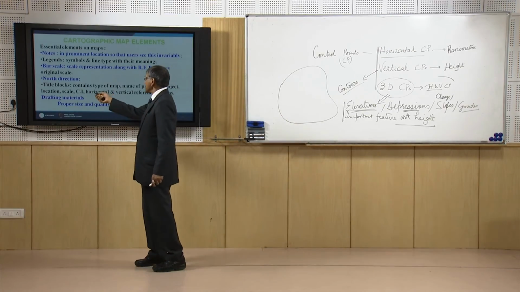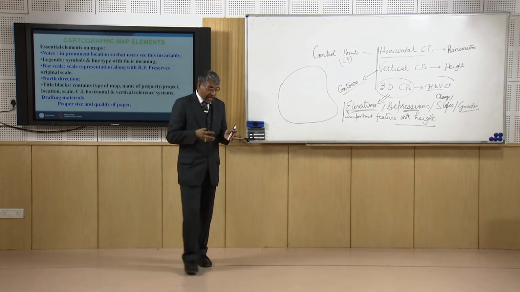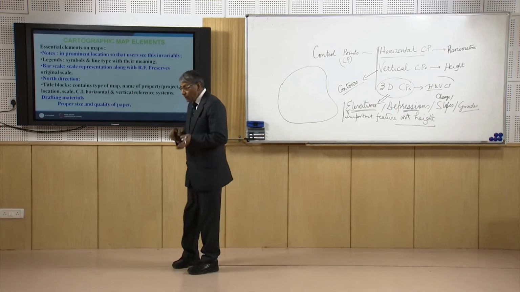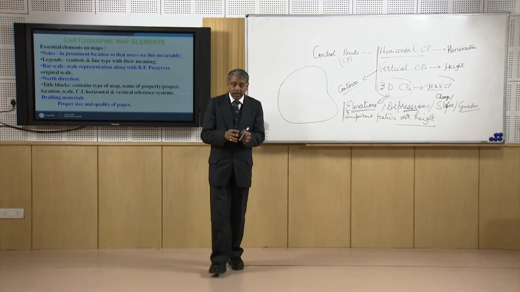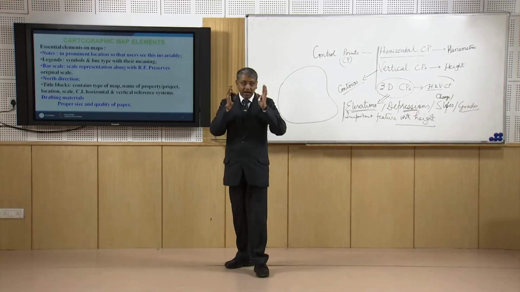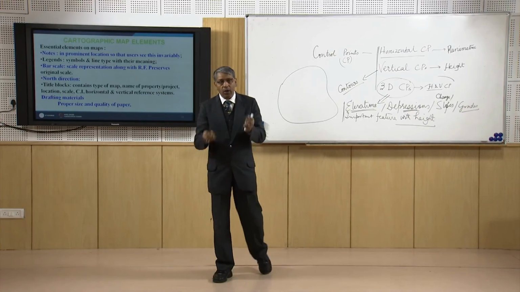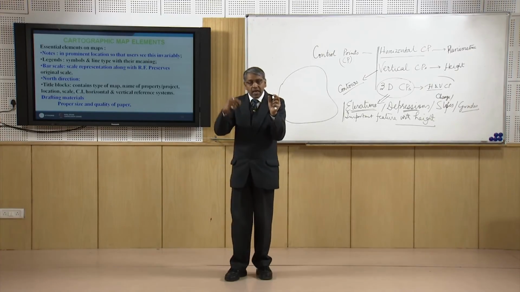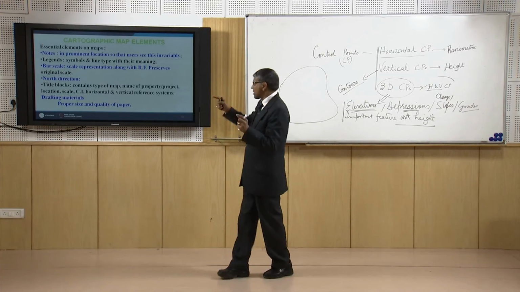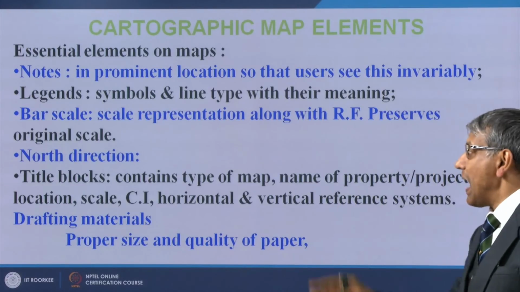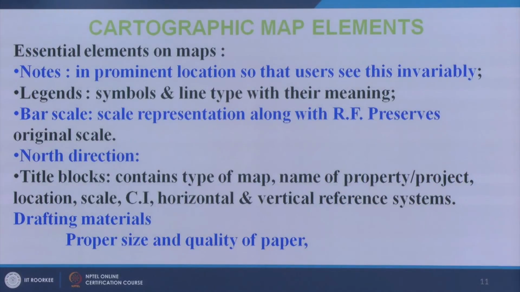Then legends: symbols and colors all provide some particular meaning, but many times the user does not remember what the meaning of a symbol is. So there should be a legend box where we provide the symbols or the lines along with their proper meaning. That is called the legend box. That has to be present in the map, and it is added after the map has been prepared.